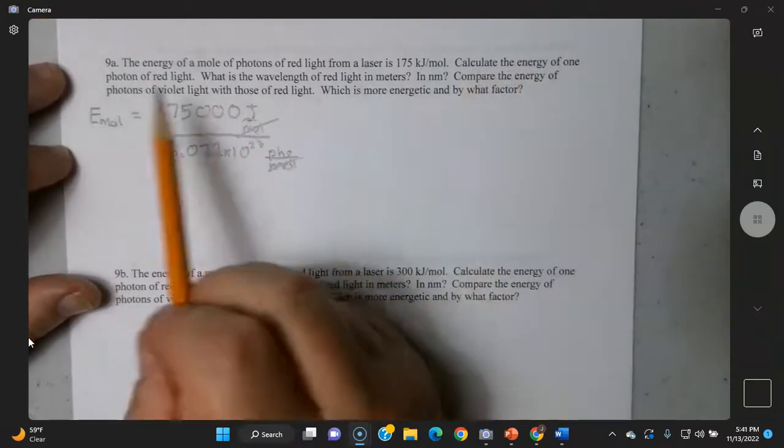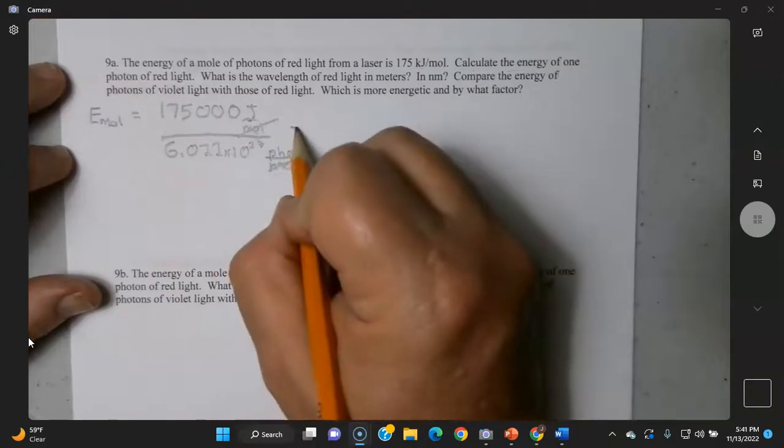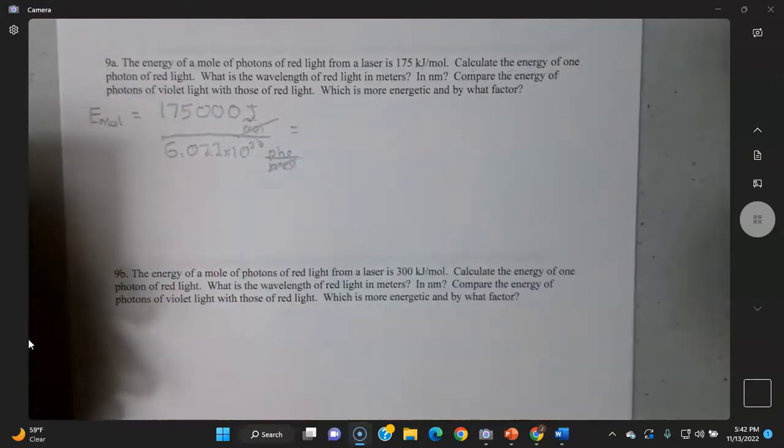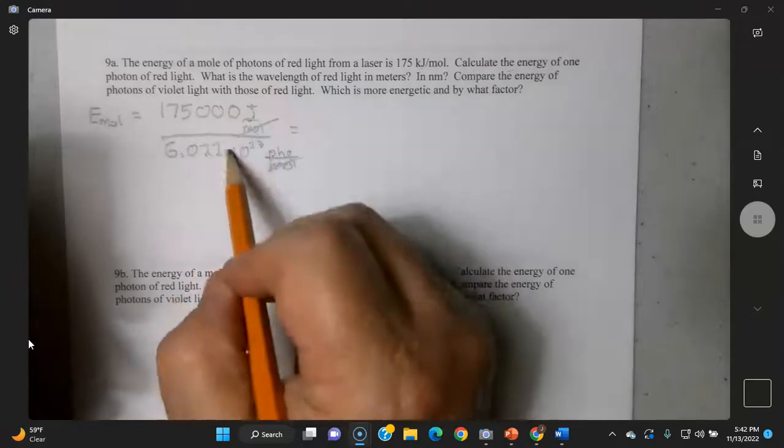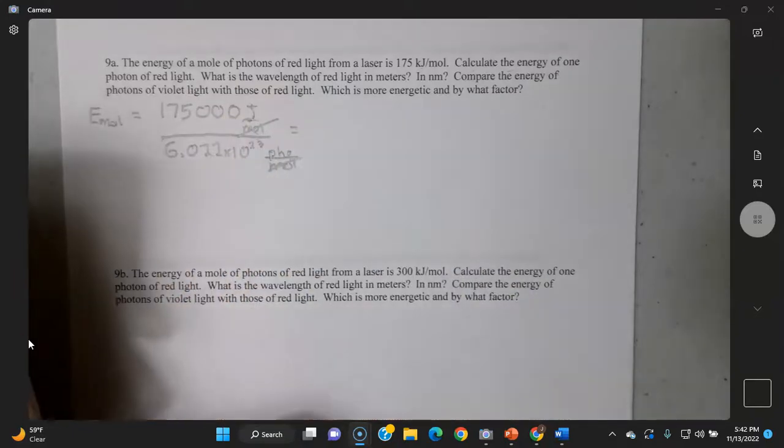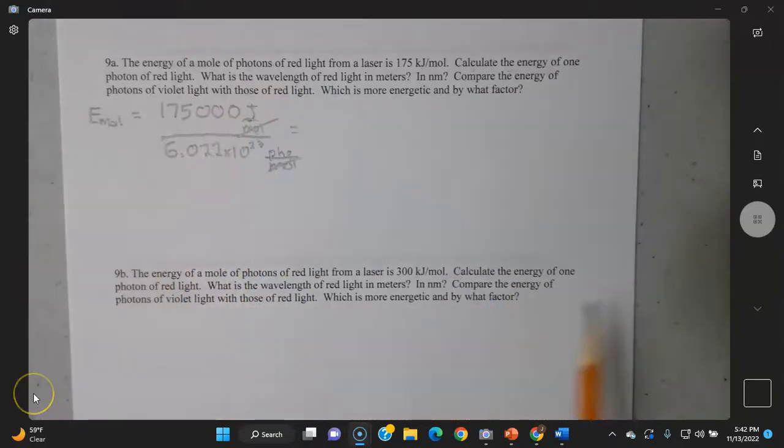Calculate the energy of 1 photon of red light. So we're simply going to do this. I'm not showing you what I'm doing, but I'm just dividing these two numbers on my calculator. And I don't like that number. Okay, so let's show you how I calculate this.